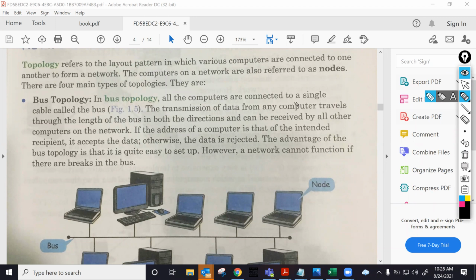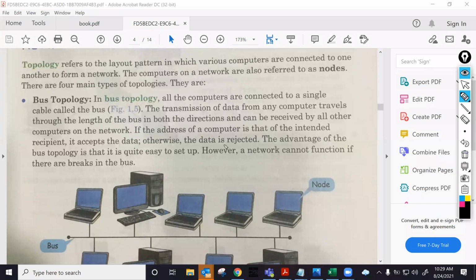All the computers are connected to a single cable called a bus. The transmission of data from any computer travels through the length of the bus in both directions, and can be received by all other computers. That means the data might be transferred in either direction, right? So if the address of the computer is that of the intended recipient, it accepts the data, otherwise the data is rejected.